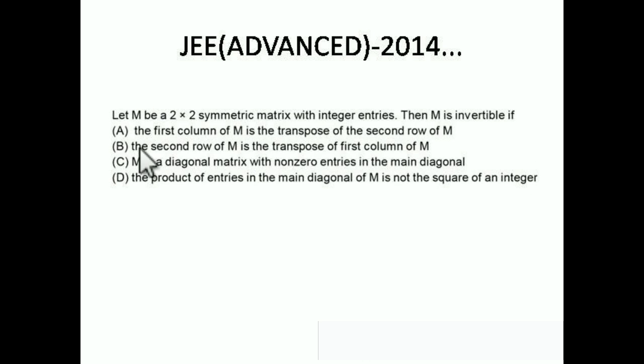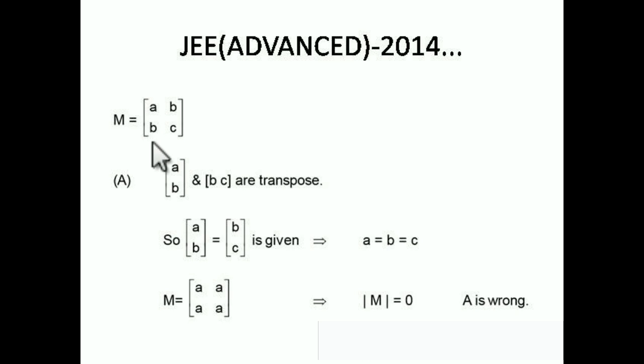Now, what is the first option? In the first option, they say that the first column of M is the transpose of the second row of M. The second row is BC, and its transpose is a column. Now if we equate this, A is equal to B and B is equal to C. That means A equals B equals C, and if all the entries are the same, then the mod of this is equal to 0 and it is not invertible, because the formula of M inverse is 1 upon mod A times adjoint of A, and the condition is mod A must not equal 0. Here mod A becomes 0, so A is wrong.